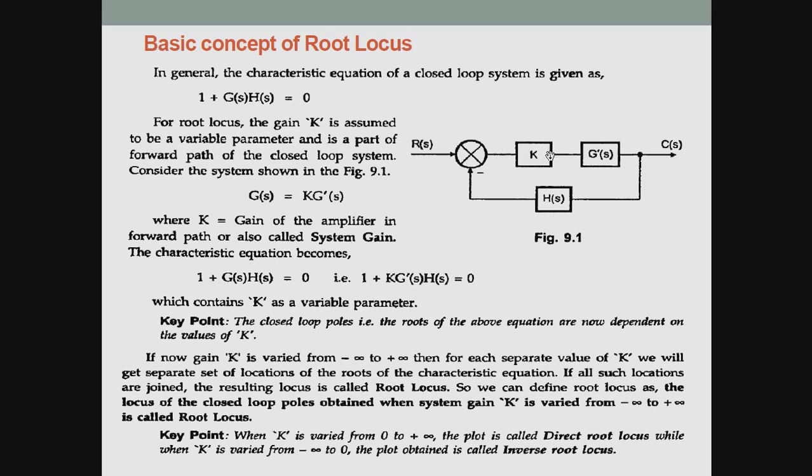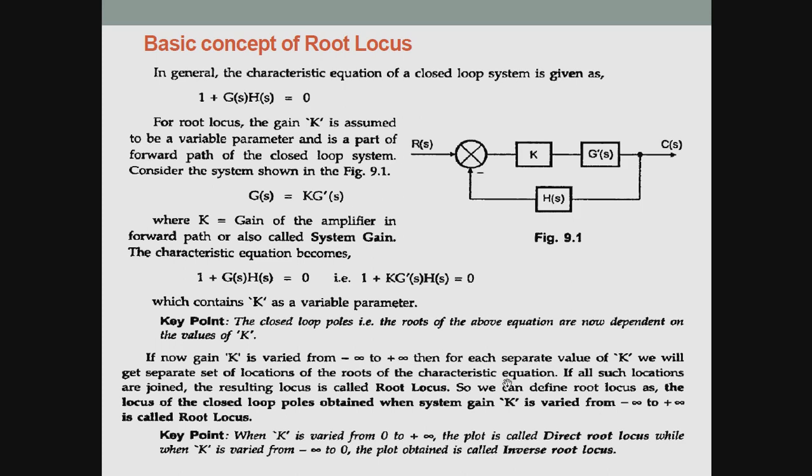We'll take a new system in such a way that I'm introducing a new gain K. So how does my system become now? It will be 1 plus G of s equal to 0, and I have to represent this as 1 plus K into G dash of s into H of s. This is how the system would change. This equation now depends upon the value of K, which is the gain value, and this gain value is varied all the way from minus infinity to plus infinity.